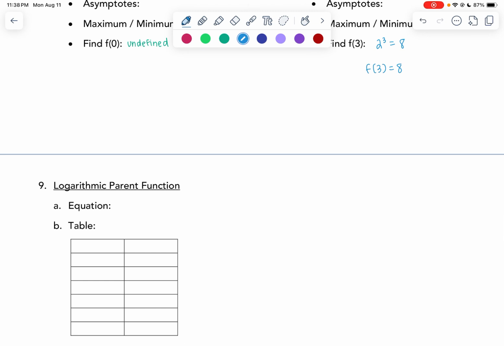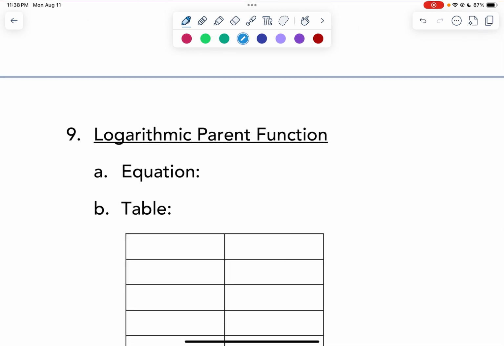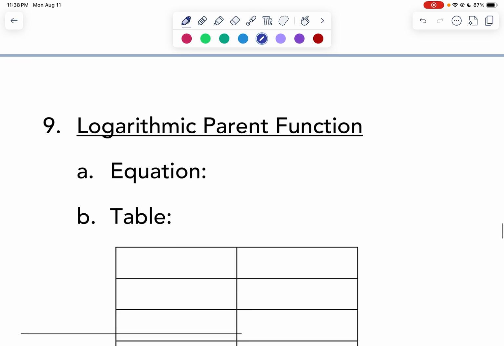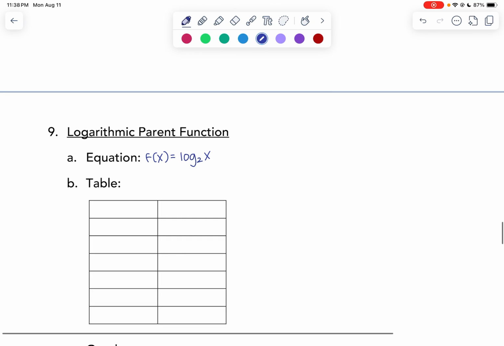Now, a log function is just the inverse of our exponential function. So it's okay if you don't know all of these logs, and this is something where if you want to go to the calculator and type it in, I'm okay with that, but I'm also going to walk you through it. So your log function would be f of x equals log base 2, because that was my base that I had earlier, of x. Which means that now I'm going the opposite way.